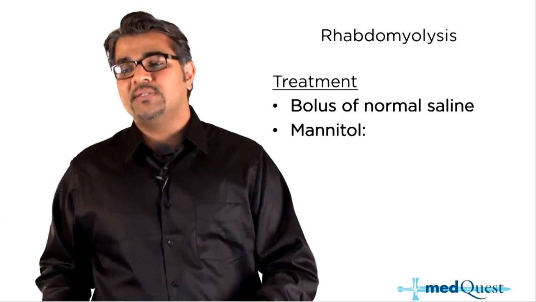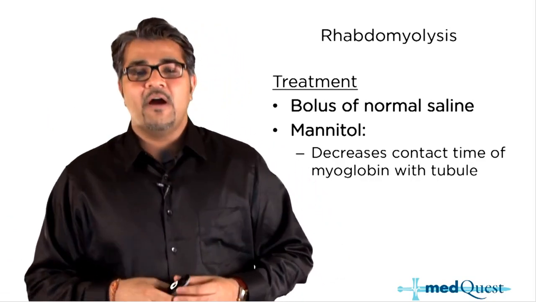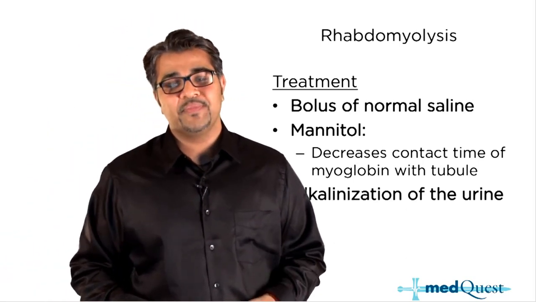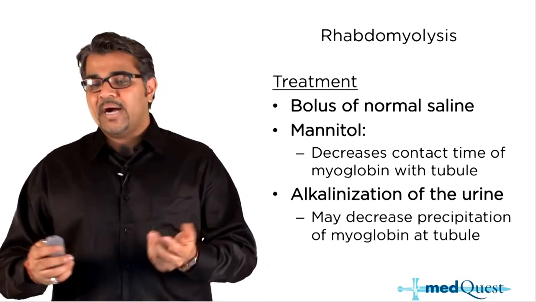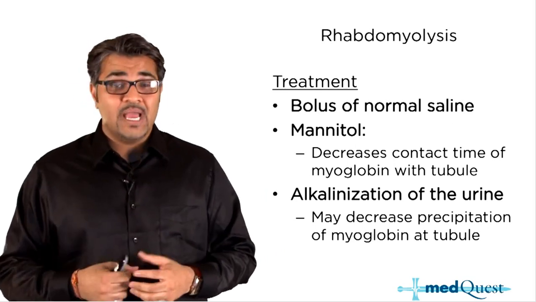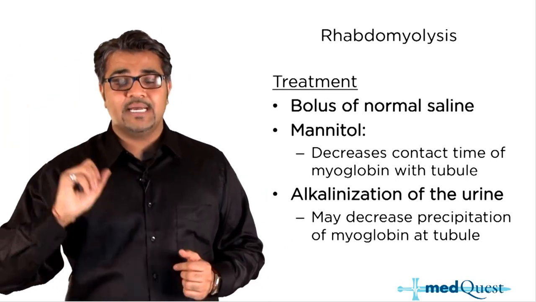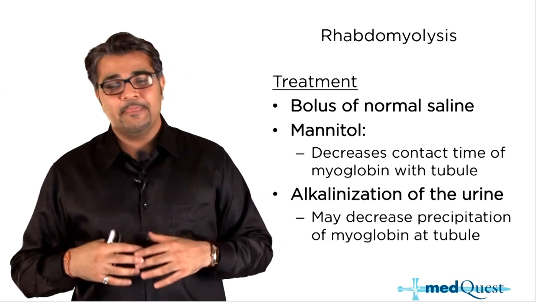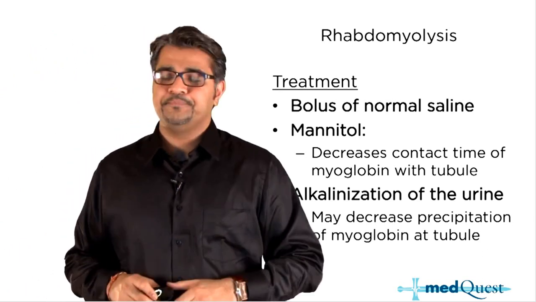And we want to give mannitol. Now, why do we give mannitol? Mannitol actually causes us to have decreased contact time of myoglobin with the tubule. And that's what we want, because the myoglobin is toxic to the tubules. And lastly, we want to alkalinize the urine. How do we alkalinize the urine? Well, we give them bicarb. And what this does is decrease the precipitation of myoglobin at the tubule. Again, we're trying to save the kidneys, flushing the kidneys, decreasing the contact time between the kidneys and the myoglobin, and decreasing precipitation of myoglobin in the tubule. We want to try to do all these things because we want to save the kidneys, because myoglobin is just so toxic.